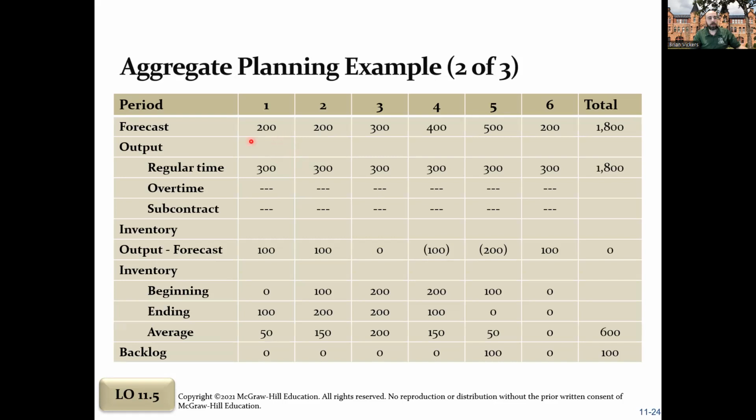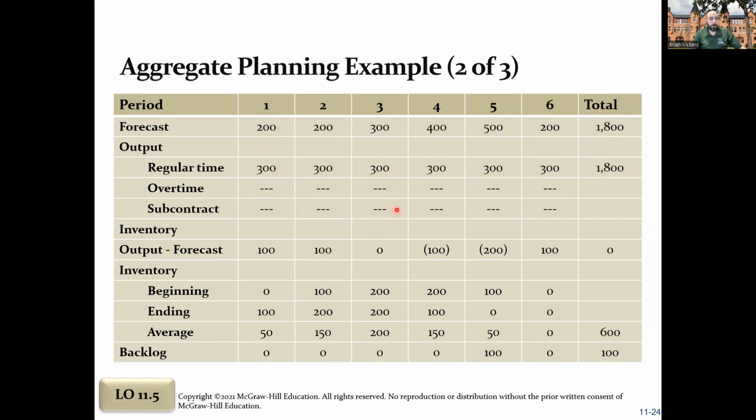So we start by knowing what our forecast is for each period, and then our total forecast for the 6 months is 1,800 units. Well, if we have the capacity to handle that, and we're doing a level of production for all 6 months, then you would divide 1,800 by 6 for the 6 periods, and that tells you we're going to have 300 units produced every month.